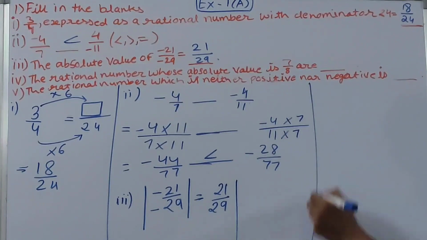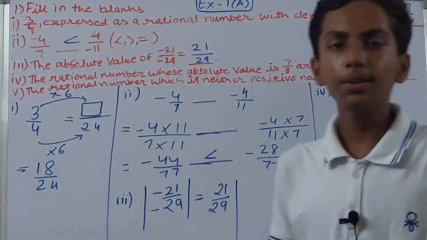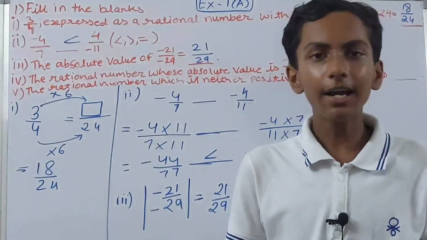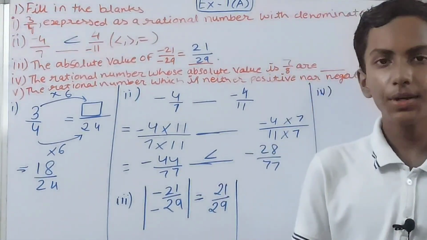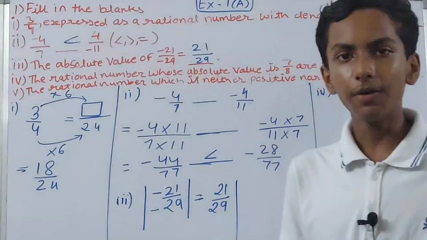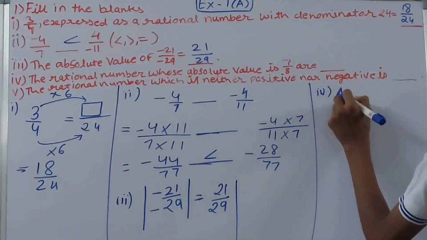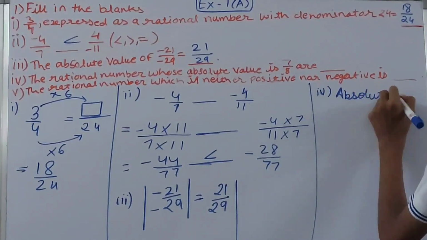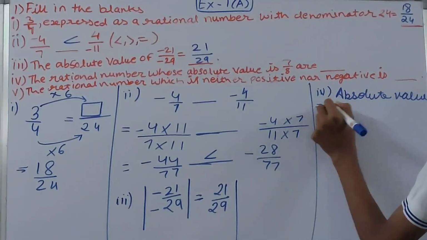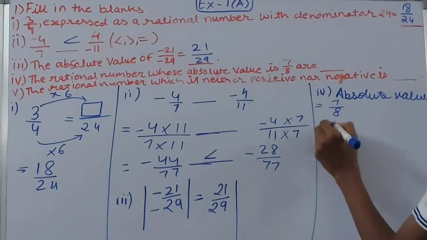Now next is the fourth one, and this says the rational numbers whose absolute value is 7 by 8 are. Now in the previous question, the number was given and we had to find its absolute value. In this question, the absolute value is given and we have to find which numbers have that absolute value, right? So basically the absolute value equals 7 by 8.